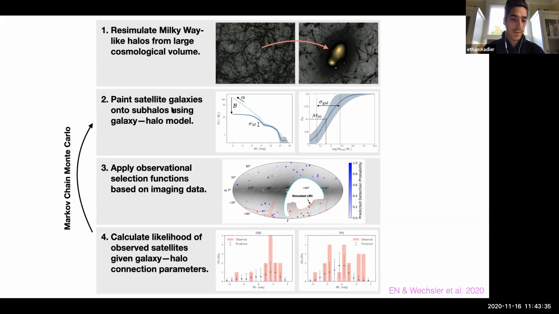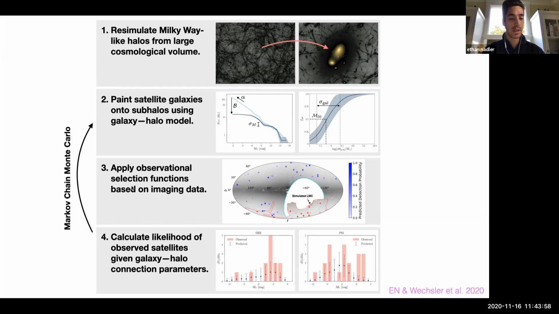So we combine this with an empirical model for the galaxy halo connection that crucially is parametric in the sense that, as I was saying earlier, we don't understand fully the details of the connection between dwarf galaxies and their dark matter halos. So it's really key to parameterize that relationship in a way that can be marginalized over in a statistical sense. And I'll come back to that.